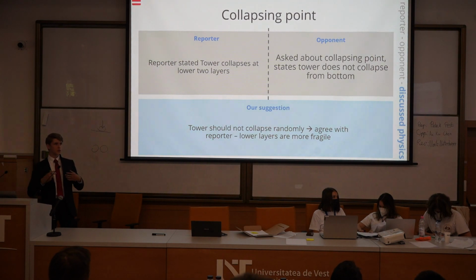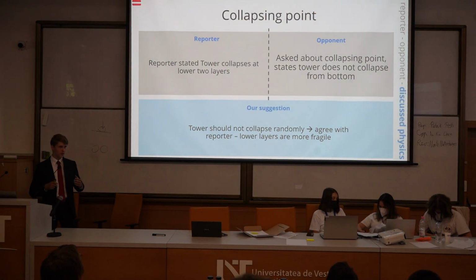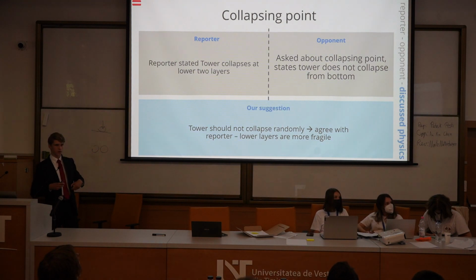First of all, the first point was about the collapsing point. The opponent asked about the collapsing point and where the tower actually does collapse. The reporter stated that it collapses at lower levels, and we agree with the reporter that lower layers are certainly more fragile in this structure.